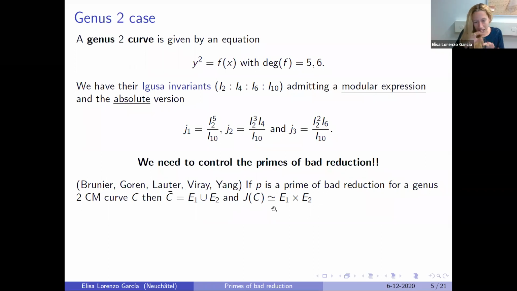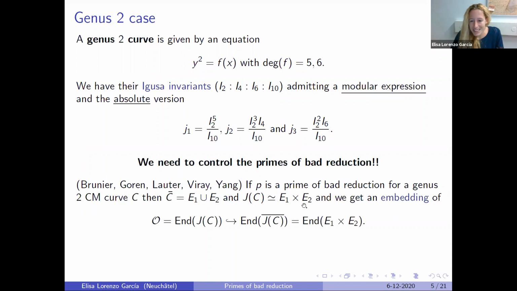So the main idea, I'm giving it very fast because I'm going to reuse it a little bit for genus 3, is that if you have a prime of bad reduction of your curve of genus 2, then the reduction of the curve has to be the union of 2 elliptic curves. And this implies that the reduction of the Jacobian, sorry, here I forgot a bar, has to be isomorphic, with the product polarization, to this product of elliptic curves. In this way, you get what they call a solution to the embedding problem, that is an embedding of the order that you have complex multiplication by into the endomorphism ring of these 2 elliptic curves.